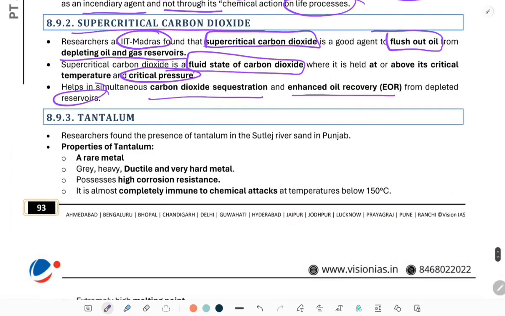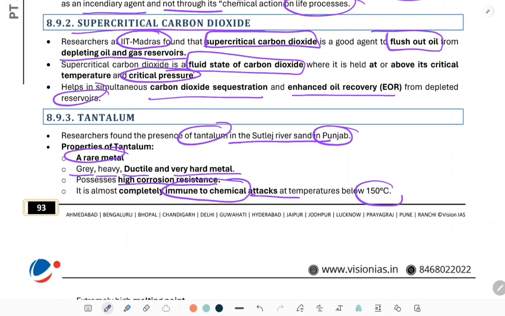Next, we'll see about tantalum. Researchers found the presence of tantalum in the Satluj River sand in Punjab. The properties of tantalum are: it's a rare metal, gray, heavy, ductile, and very hard, and possesses high corrosion resistance. It's almost completely immune to chemical attacks at temperatures below 150 degrees Celsius.